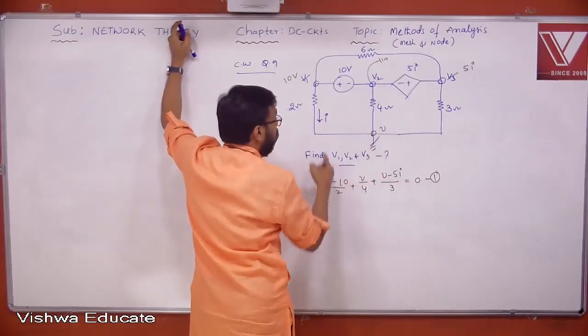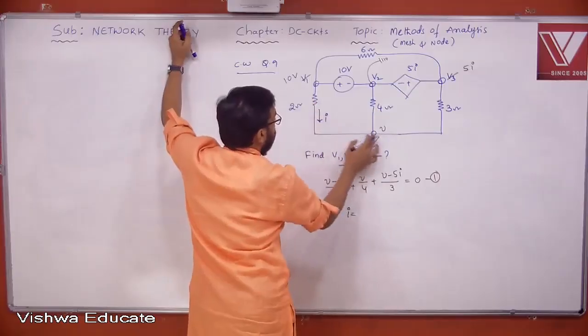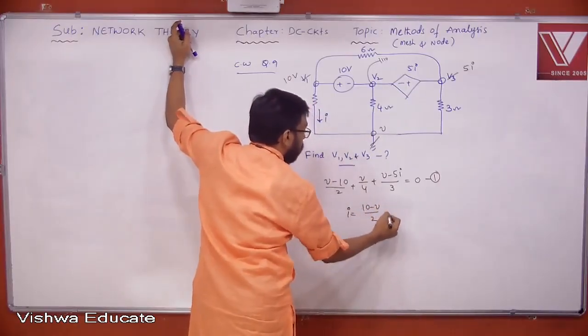This is the first equation because I do not know I here, right? V and I both are there. Therefore, let me find this I. I is equal to what? 10 minus V by 2.